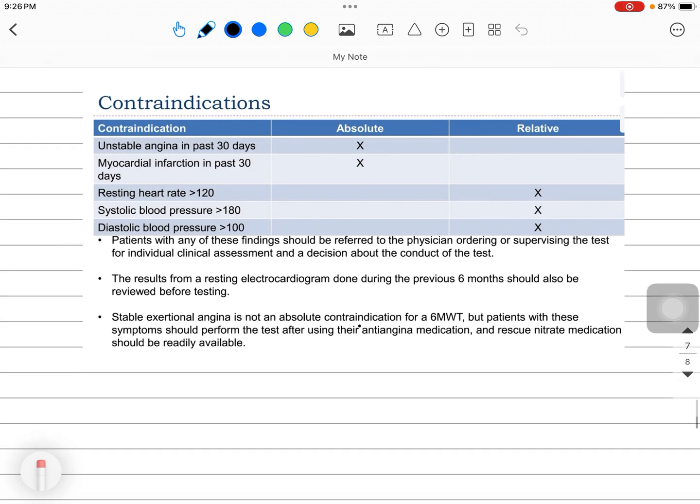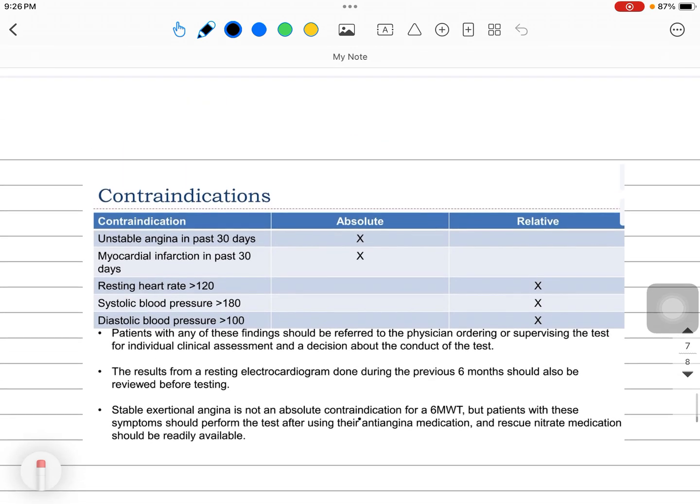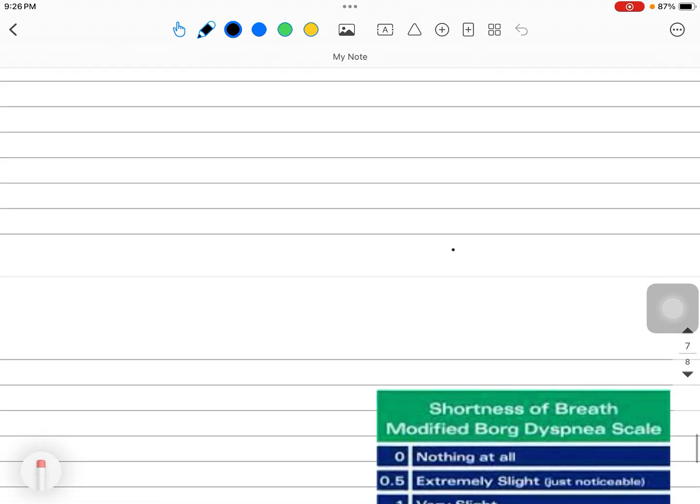So these are some of the contraindications which we need to keep in mind. Now, we have asked the patient to rest for 10 minutes, instructed our patient how to do it, what he or she needs to do in this test, and what things we are checking. We have already talked about the vitals, and we were talking about the Borg dyspnea scale, right?